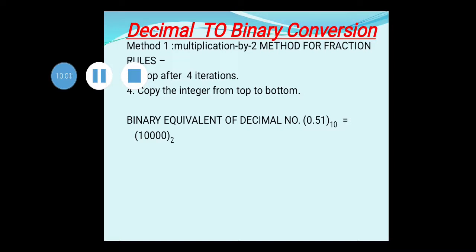I hope you have understood the conversion. So in decimal to binary conversion, if the given decimal number is an integer, you have to go on dividing by 2 and note down the remainders. And if the decimal number is fractional, then go on multiplying the given fraction with 2 and note down the integers and follow the rules.